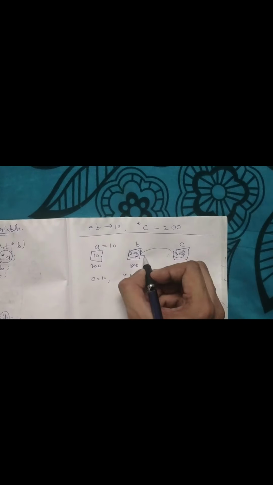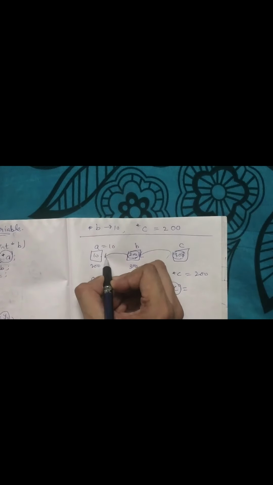Now **c: first it would dereference this. What is the value stored at this address? 200. Then this: what is the value stored at this address? This is 10. So it would give you 10. So I think you might have understood the concepts.